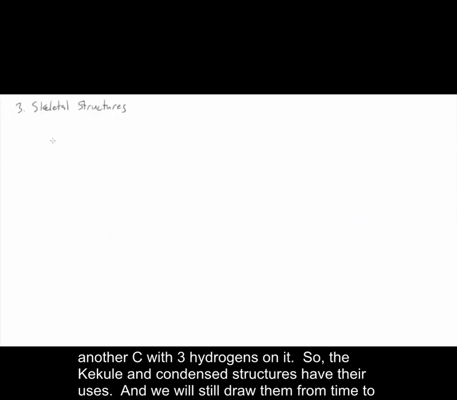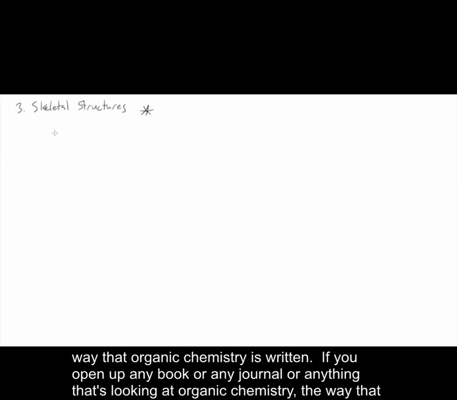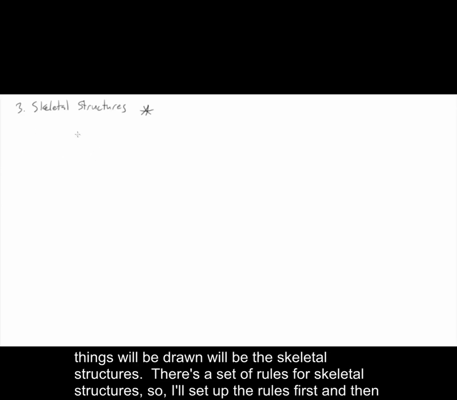So the Kekule and condensed structures have their uses, and we will still draw them from time to time, but by a huge margin, the primary structures that we'll draw in this course are going to be skeletal structures. So that's the way that organic chemistry is written. If you open up any book or any journal or anything that's looking at organic chemistry, the way that things will be drawn will be with skeletal structures. There's a set of rules for skeletal structures, so I'll set up the rules first and then I'll show you how they work.